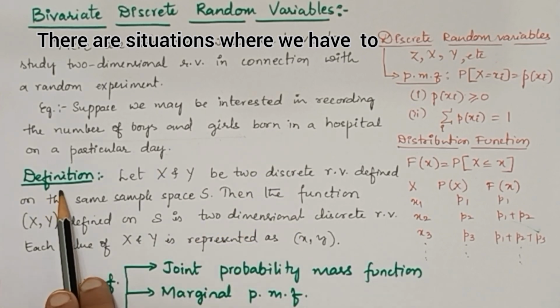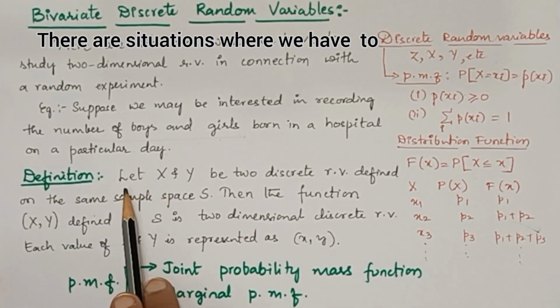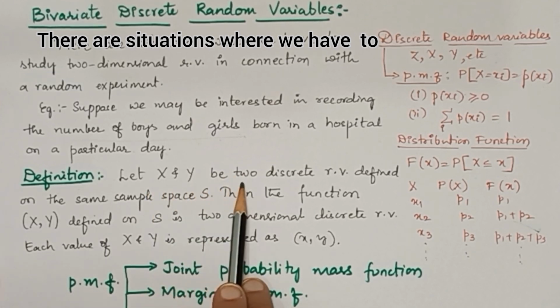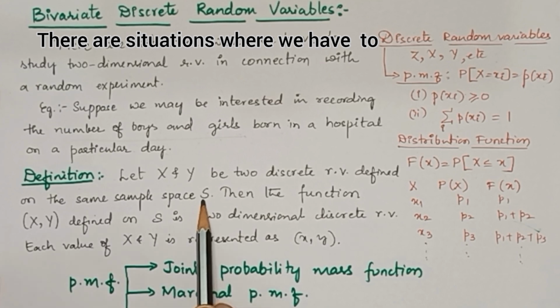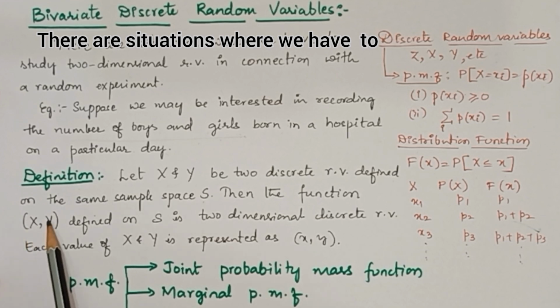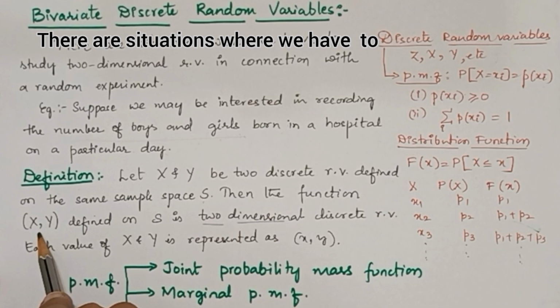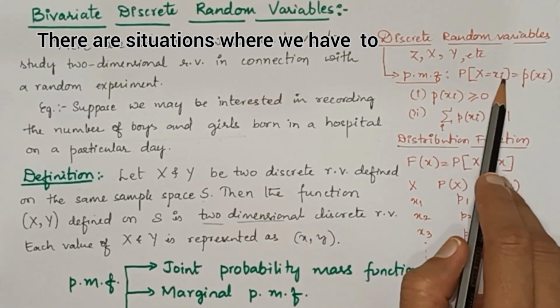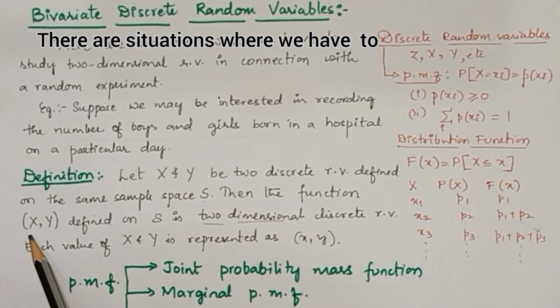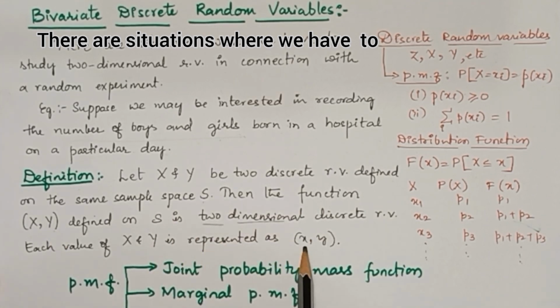So now the definition of a bivariate discrete random variable goes like this. Let x and y be two discrete random variables defined on the same sample space S of a random experiment. Then the function, that is the ordered pair together capital X comma Y defined on S, is two dimensional because it has two random variables. In the same way, instead of one variable, now here you have two variables x and y. Each value of x and y is represented as the ordered pair x comma y.